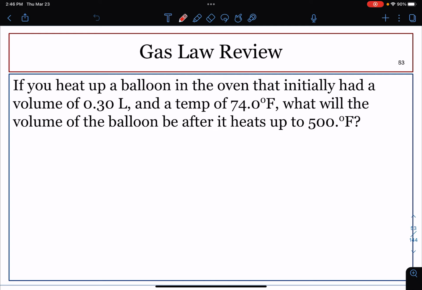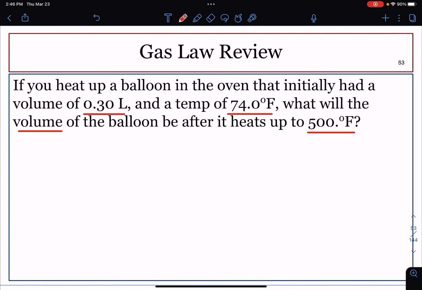To figure out which equation we need to use, we need to ask ourselves, are we given final and initial values? The answer for this problem is yes, because we have an initial volume, we have an initial temperature, and then we are given a second temperature or a final temperature and asked for what will the volume be. So that's the second volume.